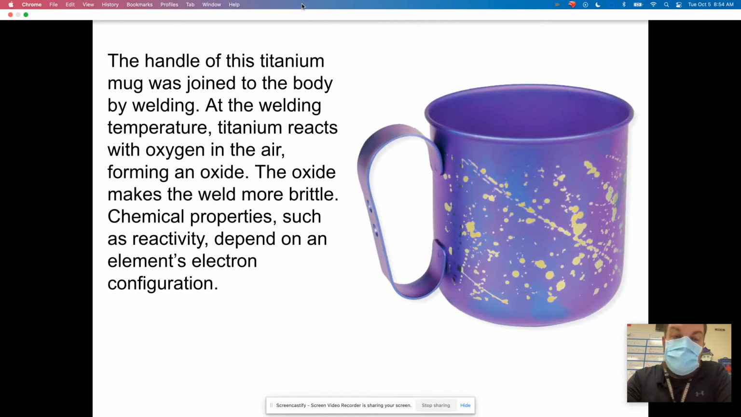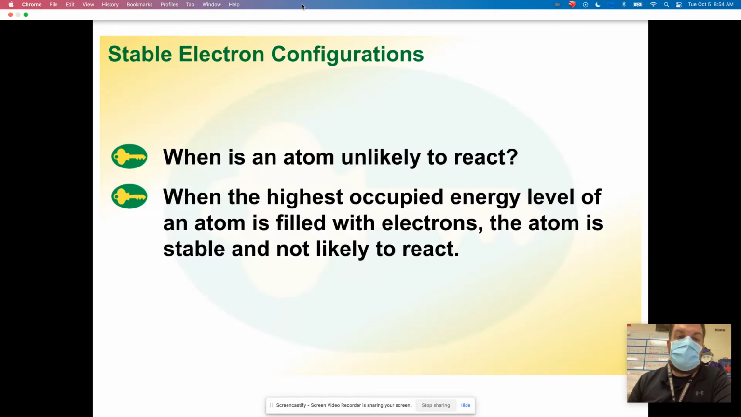The chemical properties, such as reactivity, depend on the element's electron configuration. So there's a bond, even though it's titanium, that's connecting that handle to the mug. What we're going to talk about is this question: when is an atom unlikely to react? When the highest occupied energy level of the atom is filled with electrons, the atom is stable and not likely to react.